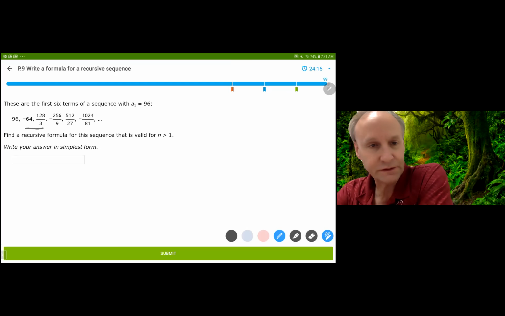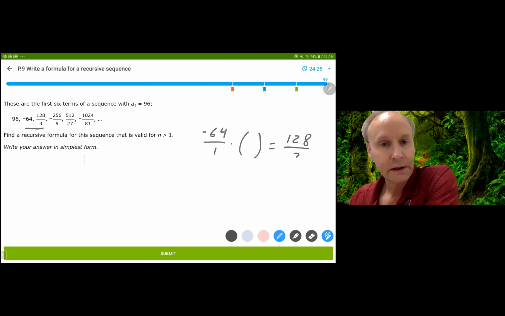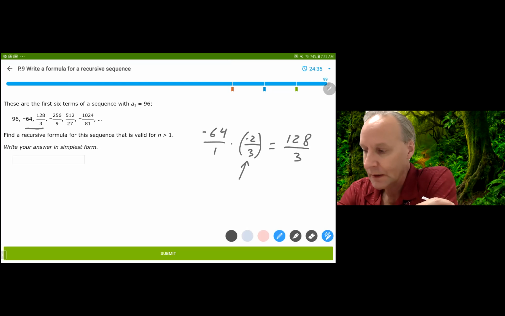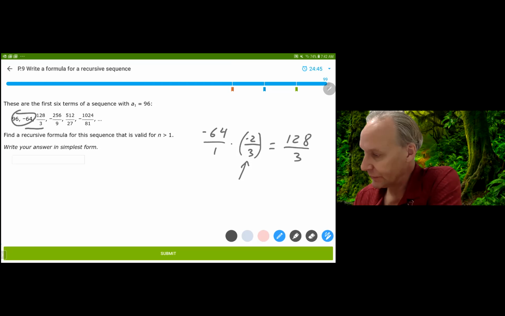That's probably the easier pair, because I took negative 64 over 1 times a multiplier. And I got positive 128 over 3, didn't I? Well, to get that positive 128, I need a negative 2. And to get that 3, I need a 3. So my multiplier is negative 2/3. Probably not that obvious from the first pair, but hopefully that second pair helps you out. Anyway, that's my multiplier.